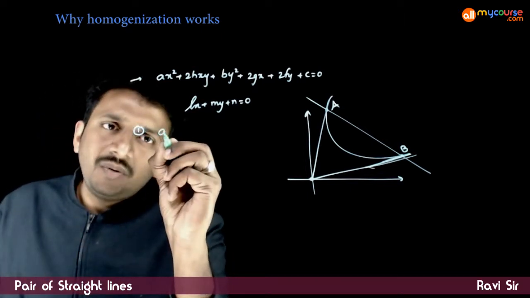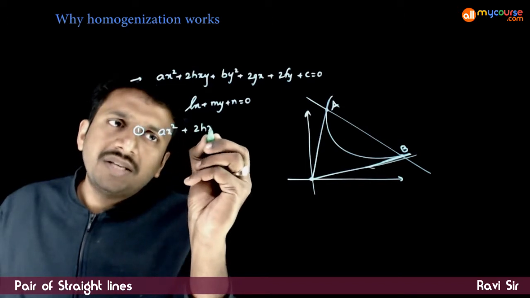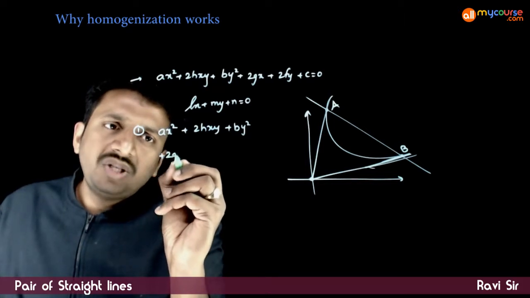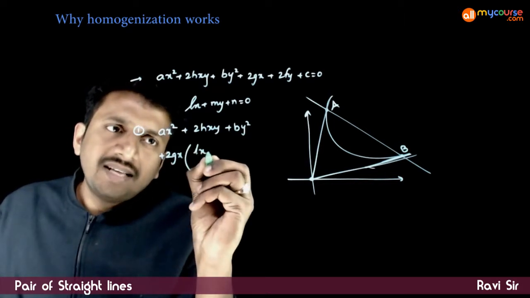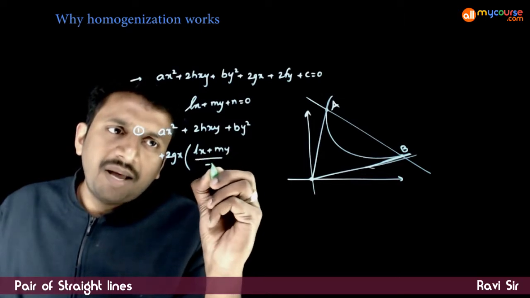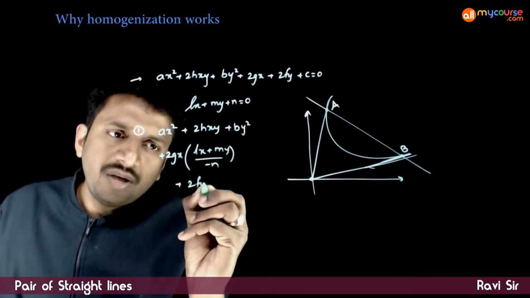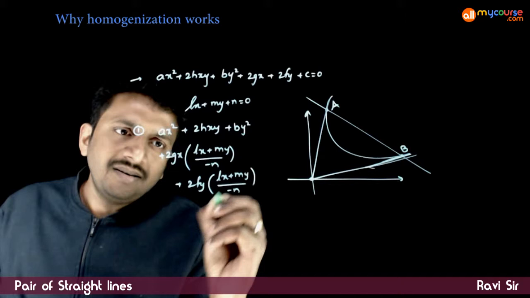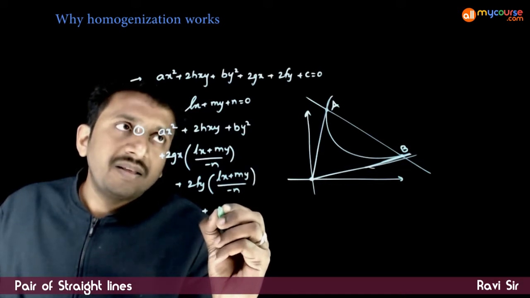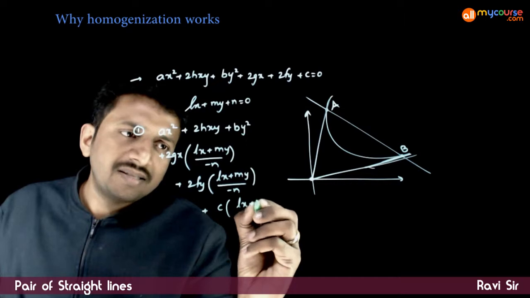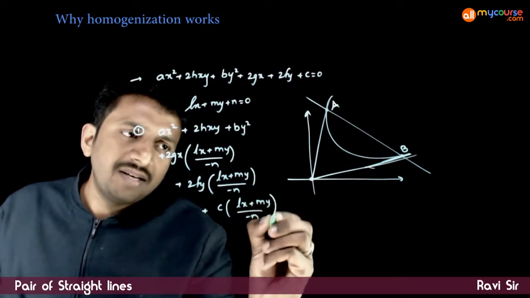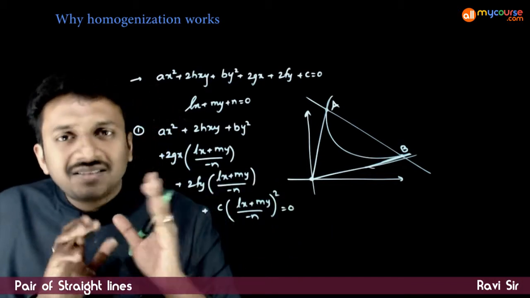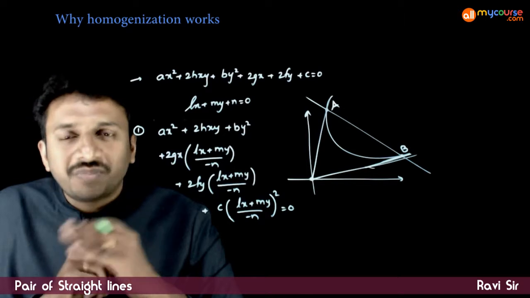So let us consider this equation ax square plus 2hxy plus by square plus 2gx times (lx plus my) by minus n plus 2fy times (lx plus my) by minus n plus c times ((lx plus my) by minus n) whole square is equal to 0. So let us first consider this equation. Let us see what this equation represents.